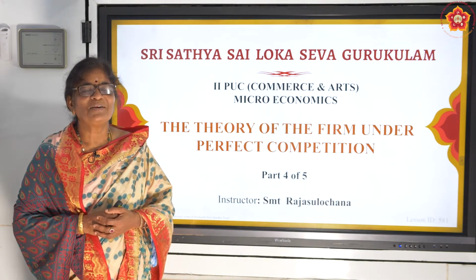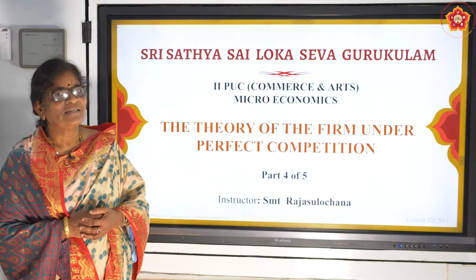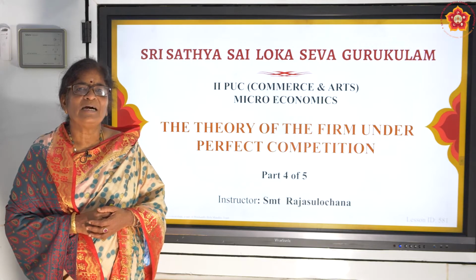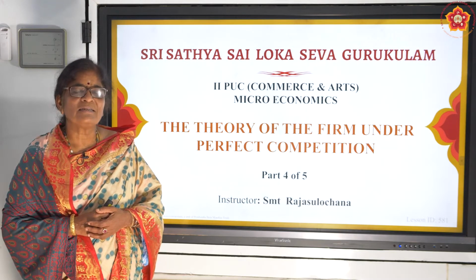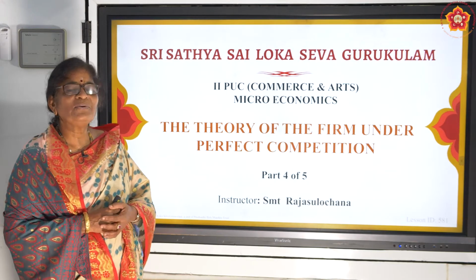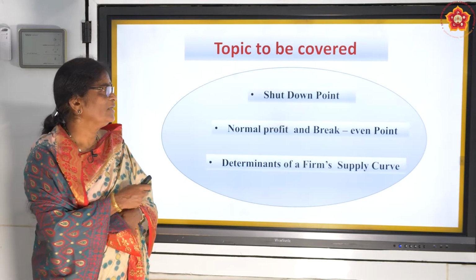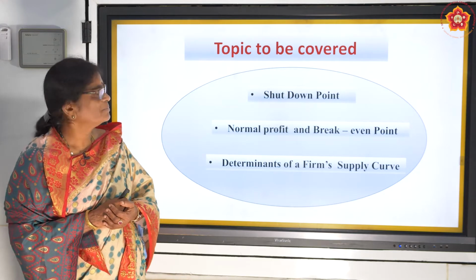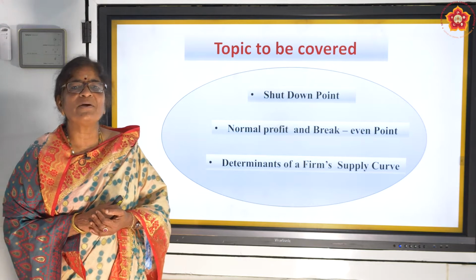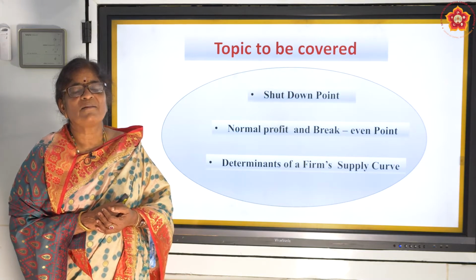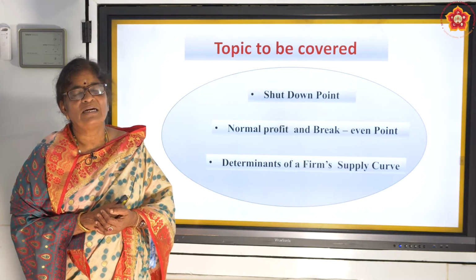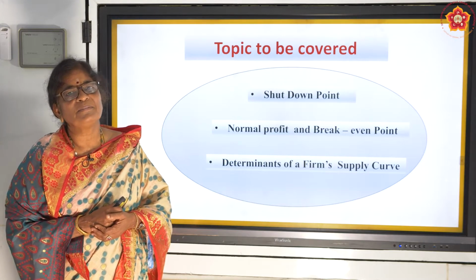Students, welcome you all again to another session under the same topic, the theory of firm under perfect competitive market structure. Here we are going to study under this topic. Today the topic of discussion is shutdown point, normal profit and break-even point, and the other topic is the determinants of firm supply curve under perfect competitive market structure.